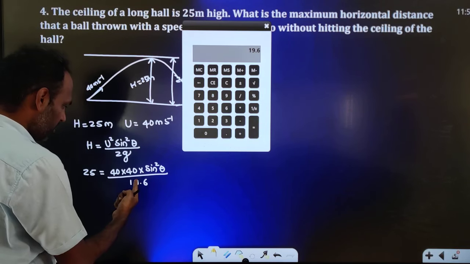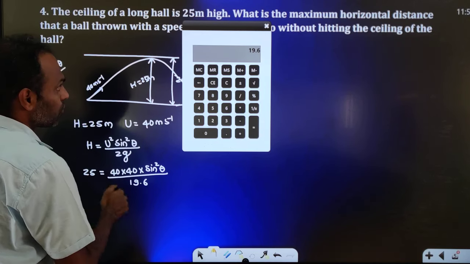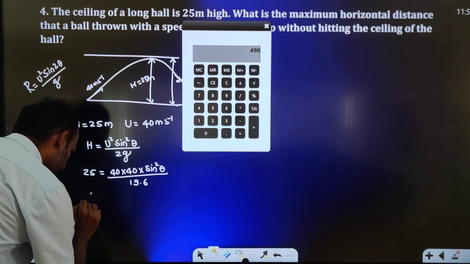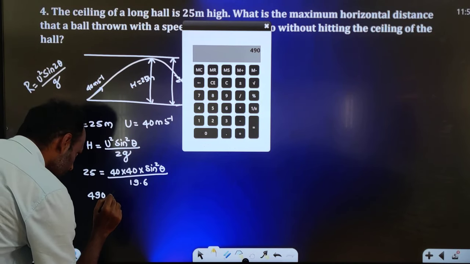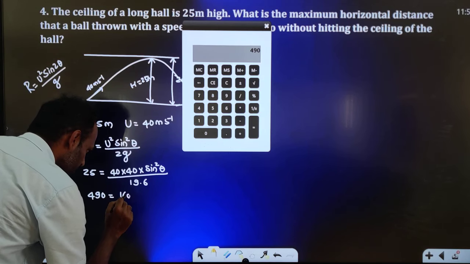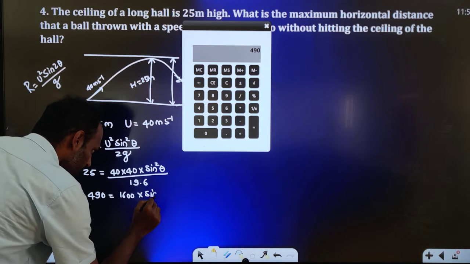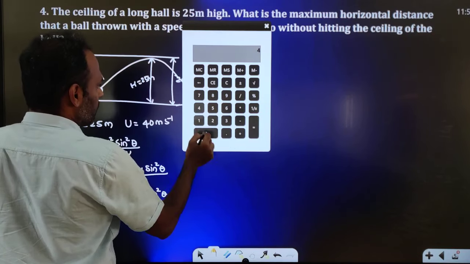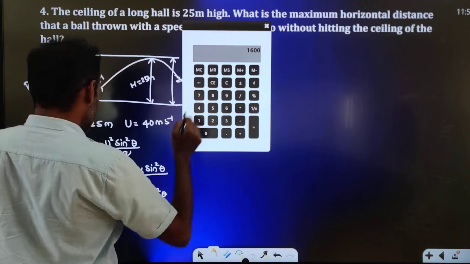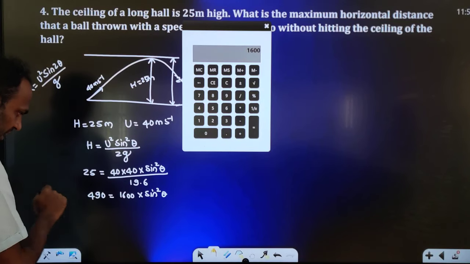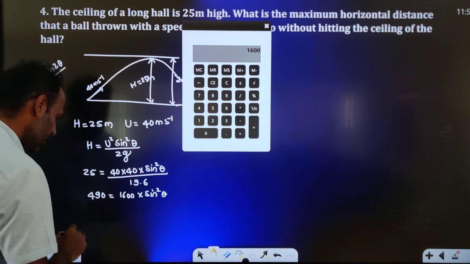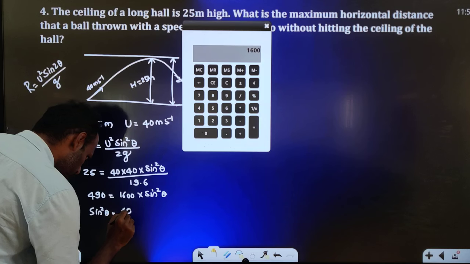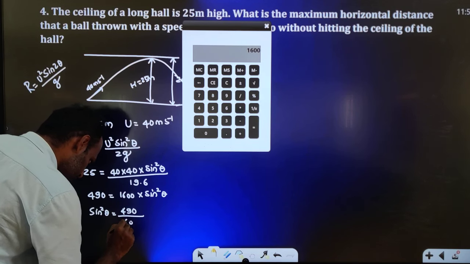Okay, now what I will do is multiply this 19.6 into 25. So this will give you 490. Right? 490 is equal to 40 into 40, which is 1600, into sin square theta. 1600 into sin square theta. This 1600, if we take it to this side, it will come to the denominator. So we get sin square theta is equal to 490 divided by 1600.